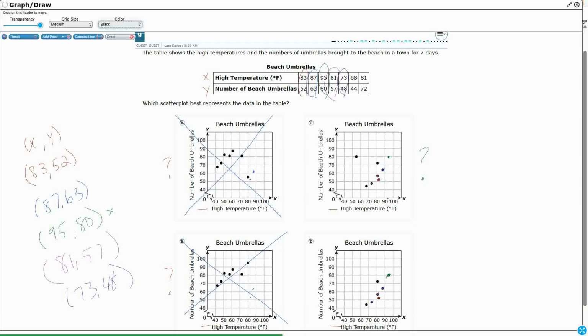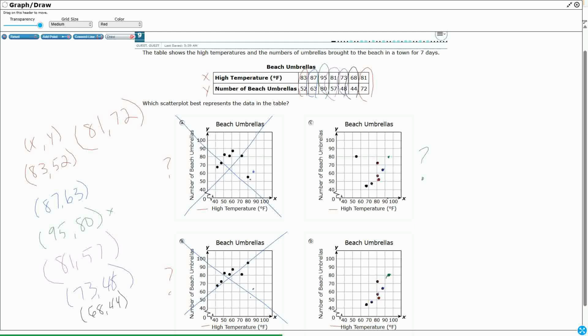Let's go to black. 68, 44. All right, so 68 is right here. Yeah, that works right there. And 68 and 44, that works right there. So it could just be literally that one. Let's go back to red. And let's do 81 and 72. And 81, and yeah, it works for both of them.